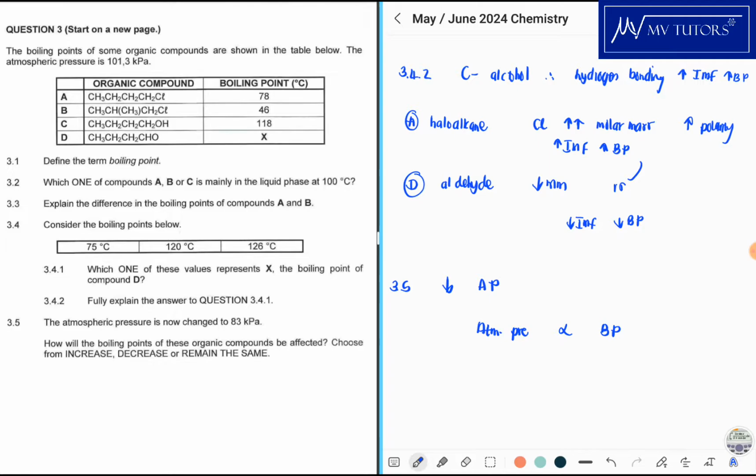You don't need to have higher intermolecular forces to overcome these bonds and reach boiling point. So the boiling points will actually also decrease because of the atmospheric pressure decreasing. And that's it for question 3.